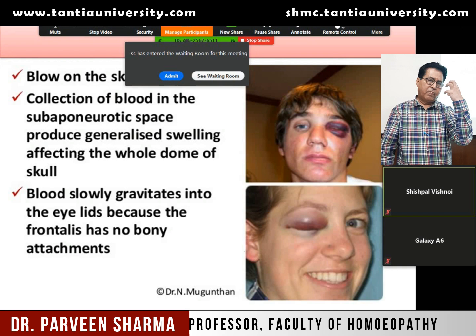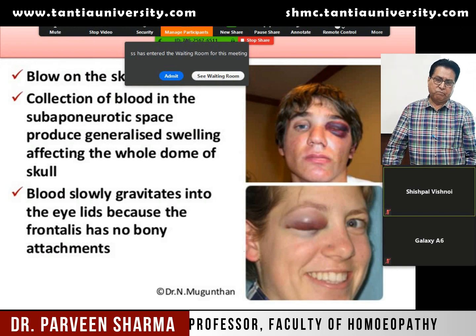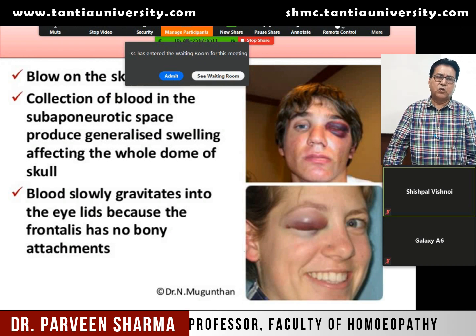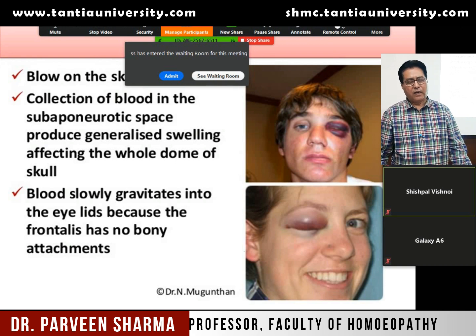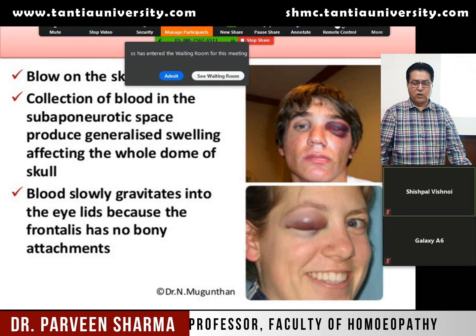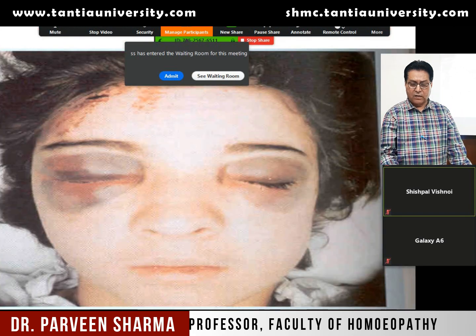Due to gravity, the blood will flow from that layer toward the orbit. And I told you the frontalis muscle does not have any bony attachment, so that blood will gravitate toward the orbit, and over the eyelid, this blood will be dark in color and it will give the appearance of the eye as a black eye. So we call it black eye. So this is one of the applied anatomy of this skull. So you can make out, this is the black eye.